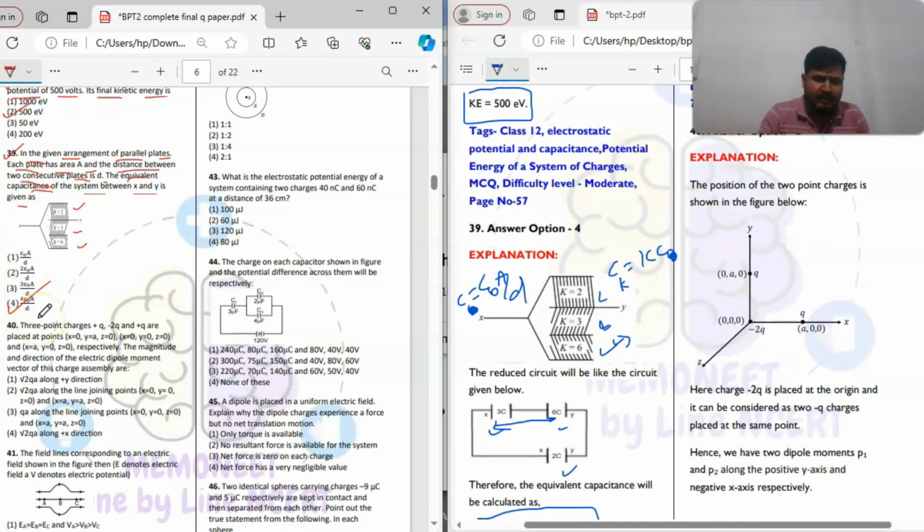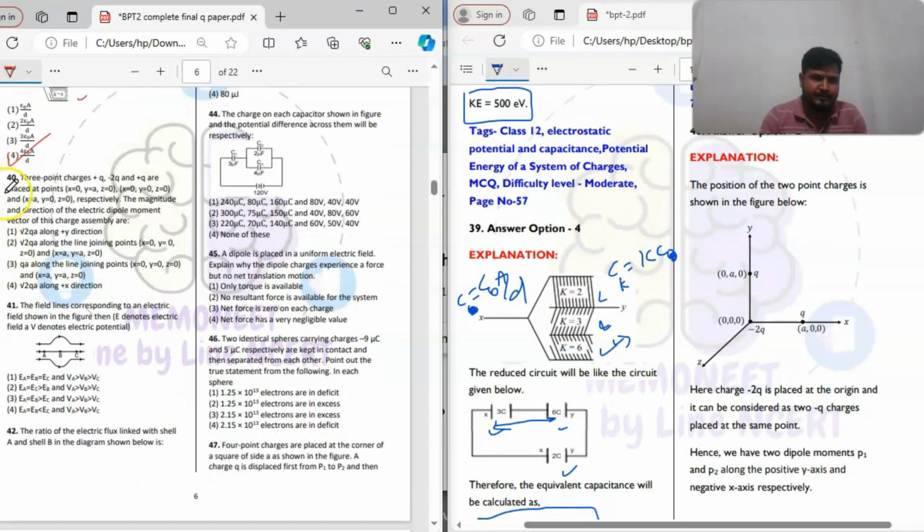Now come to our next question, that is question number 40. What is the question? The question is this: 3 point charges plus Q, minus 2Q and Q are placed at point x equal to 0, y equal to a, z equal to 0, and x equal to 0, y equal to 0, z equal to 0, and x equal to a, y equal to 0, z equal to 0 respectively. The magnitude and direction of the electric dipole moment vector of this charge assembly are?